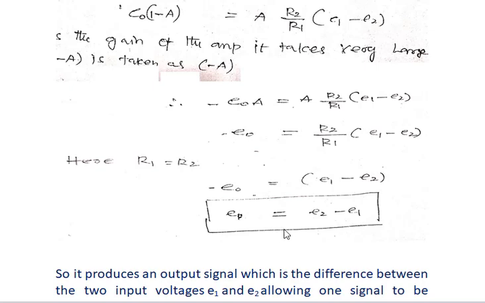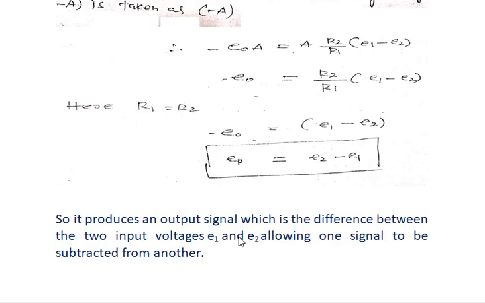So to produce a positive voltage, e2 should be greater than e1. It produces an output signal which is the difference between the two input voltages e1 and e2 given at the two different inputs, one inverting and another non-inverting input of the operational amplifier. They are subtracted from one another. This is the operation of the difference amplifier or subtractor.